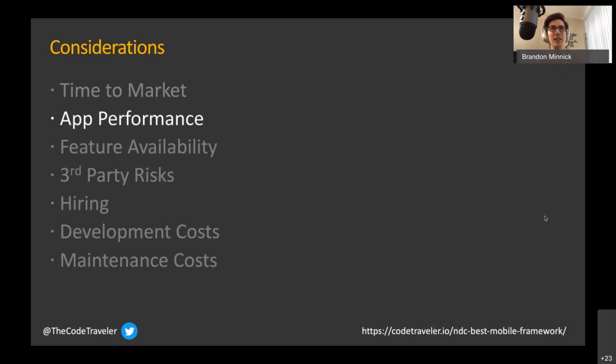So time to market, app performance. This is becoming less of a problem, less of a consideration nowadays, but it is still something to keep in mind. I keep it on this list, even though most phones nowadays are powerful enough to where performance really isn't a problem no matter which framework you go with. And also, the frameworks have matured a lot in the last 10, 15 years, and they've been able to improve their performance as well.